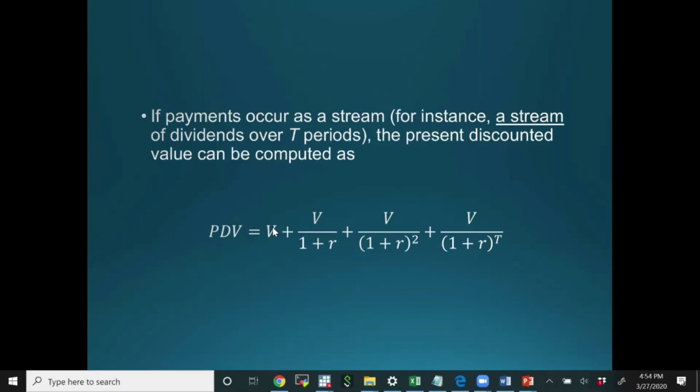Okay, so the present discounted value of the stream of payments is the amount that you get today. That's not discounted because you're getting it right now, plus the amount that you get next period, divided by 1 plus R. So now we're discounting the payment received next period because we're not getting it for a period. Then we're going to add to that the amount received 2 periods from now, and to appropriately discount that, we're going to divide it by 1 plus the interest rate squared, and so on. It's the same thing 3 periods from now and 4 periods from now, and so on. It goes all the way out until T periods from now.